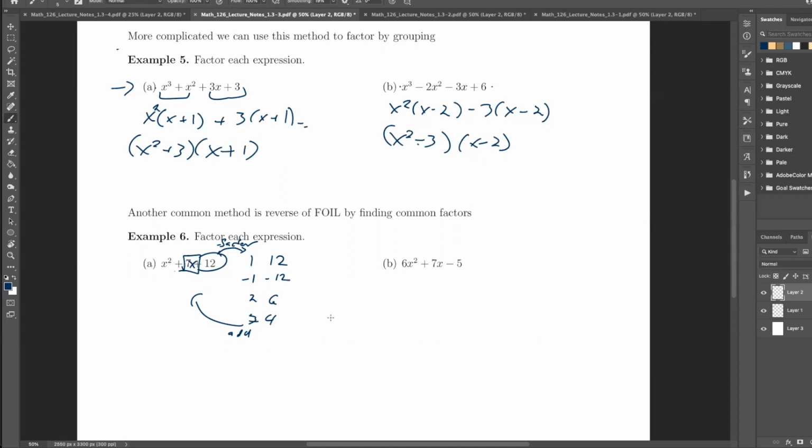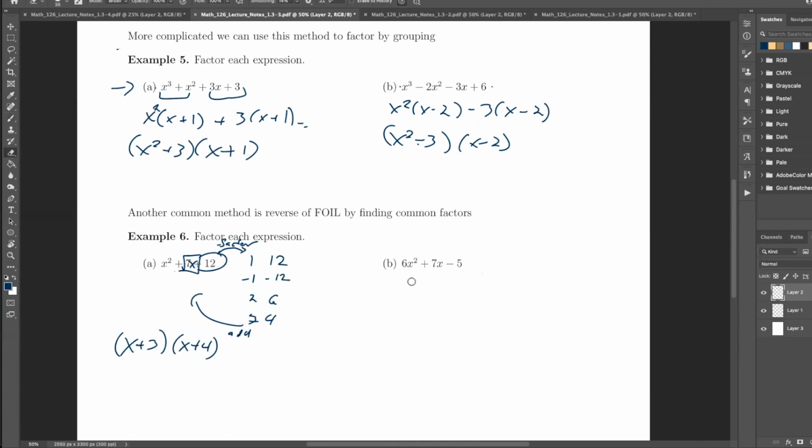So here, the 4 and the 3 add up to 7. So what do we have? x plus 3, x plus 4. And a quick way to check this is you just go ahead and expand it again. You just expand this again and get back to here. Okay. This next one's a little bit more complicated.